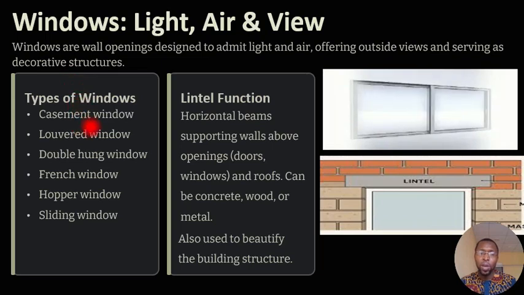So there are three functions or three major purposes of the windows, and they come in different types. We have the casement window, the lower window, the double hung window, the French window, the upper window, and the sliding window. The last one here, I have the picture here. This is the sliding window. As it's moving left to right, we could slide it.